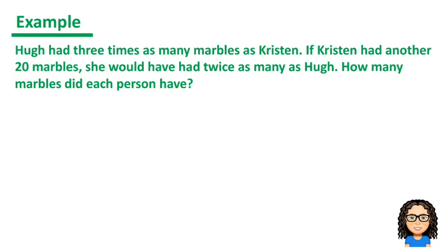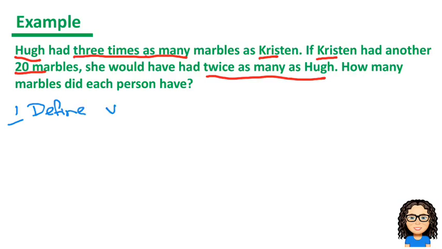Okay, so let's find the important information. Hugh had 3 times as many marbles as Kristen, and if Kristen had another 20 marbles, she would have had twice as many as Hugh. Alright, first step is always to define our variables. Step number 1 is define the variables. In this case, think about what we've been asked to do. We've been asked how many marbles did each person have.